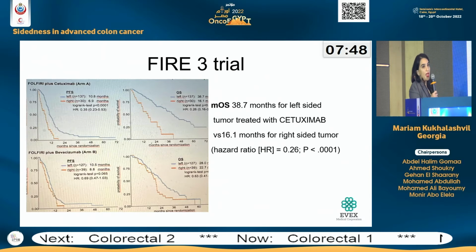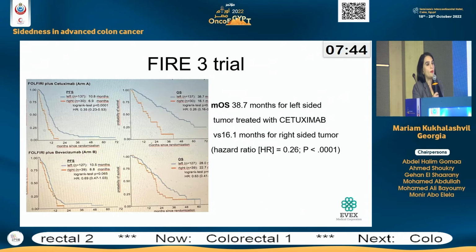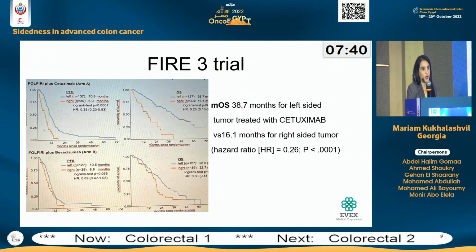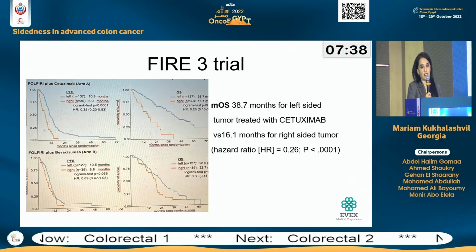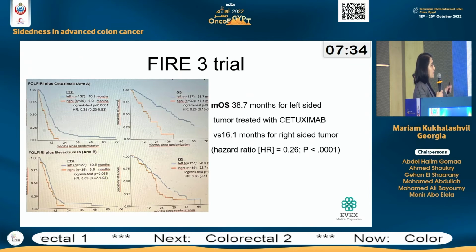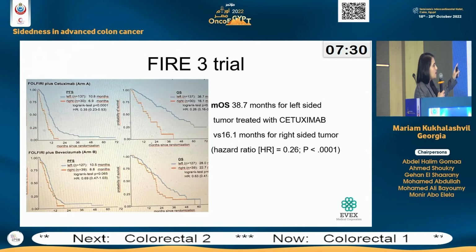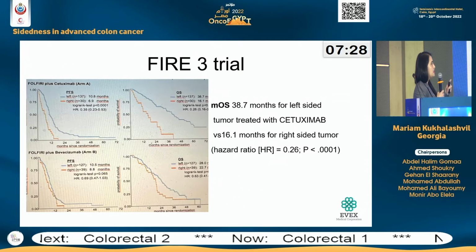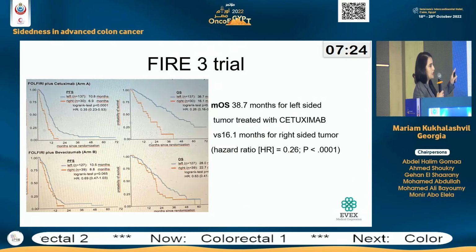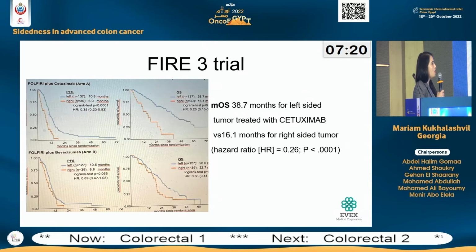right-sided patients treated with cetuximab had worse prognosis in contrast with left-sided colorectal cancer treated with cetuximab. Median overall survival for patients with left-sided colorectal cancer treated with cetuximab is 38.7 months, in contrast with right-sided tumor treated with cetuximab, where the duration is 60.1 months.